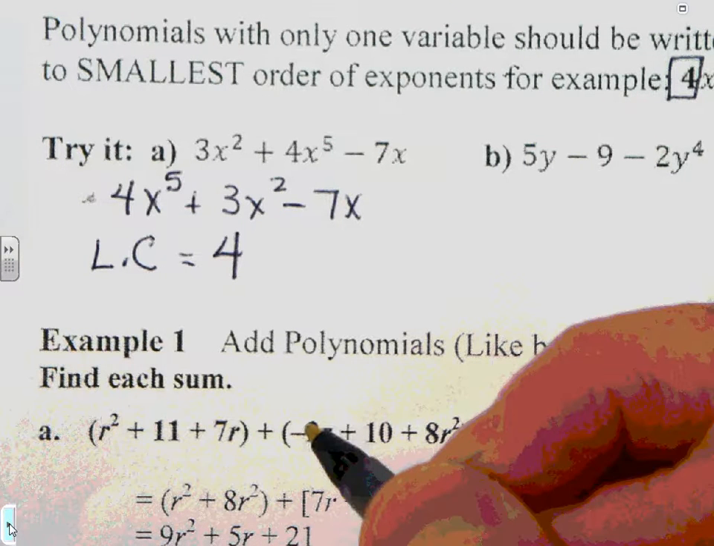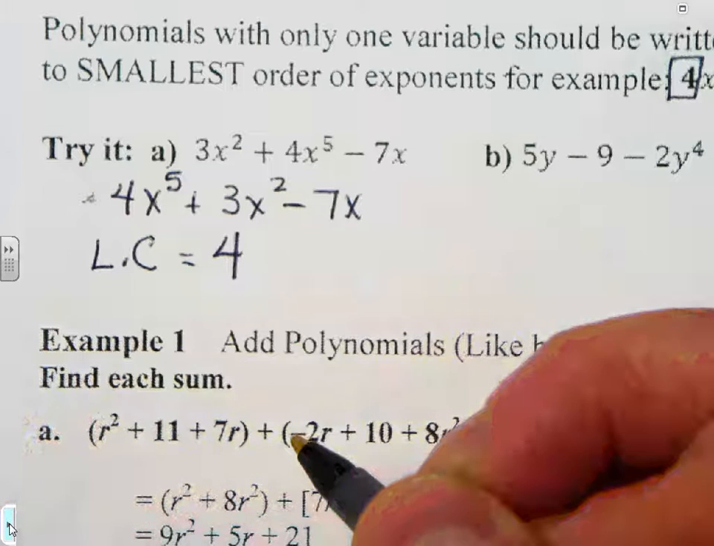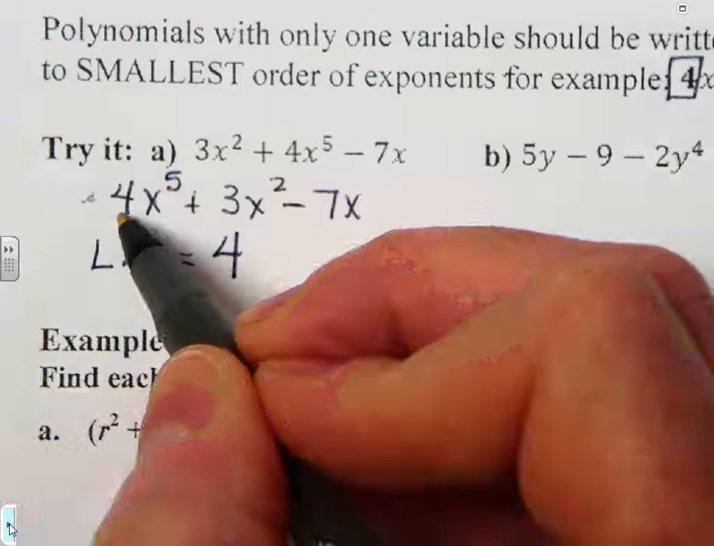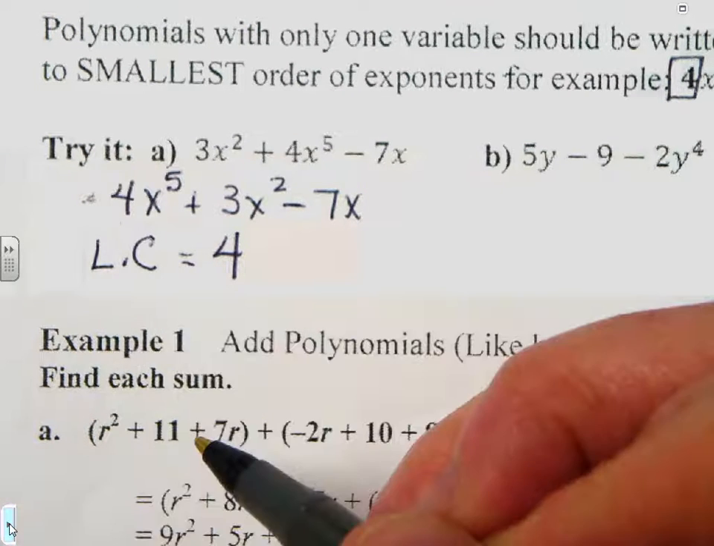It is a 4 because it is a coefficient, not an exponent. You put them in order based on the exponents, but the number that's leading the group is the leading coefficient. Okay?